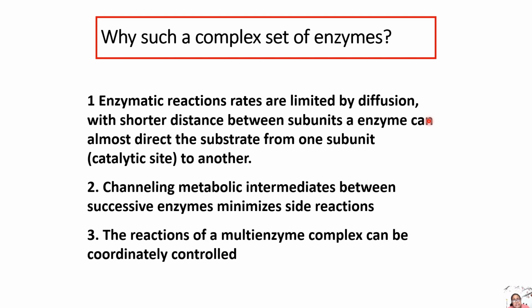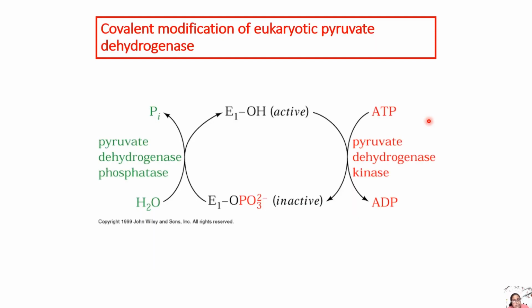So why such a complex set of enzymes? Because enzymatic reaction rates are limited by diffusion, with shorter distance between subunits. The enzyme can almost direct the substrate from one subunit to another. Channeling metabolic intermediates between successive enzymes minimizes side reactions, and the reactions of a multi-enzyme complex can be coordinatedly controlled. Correct?